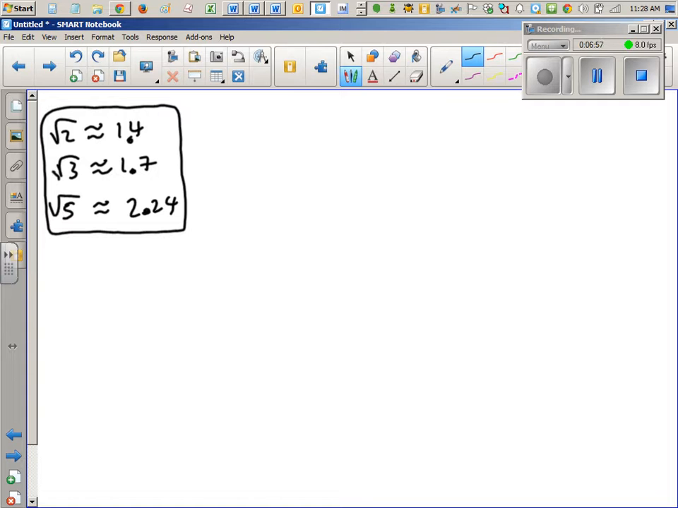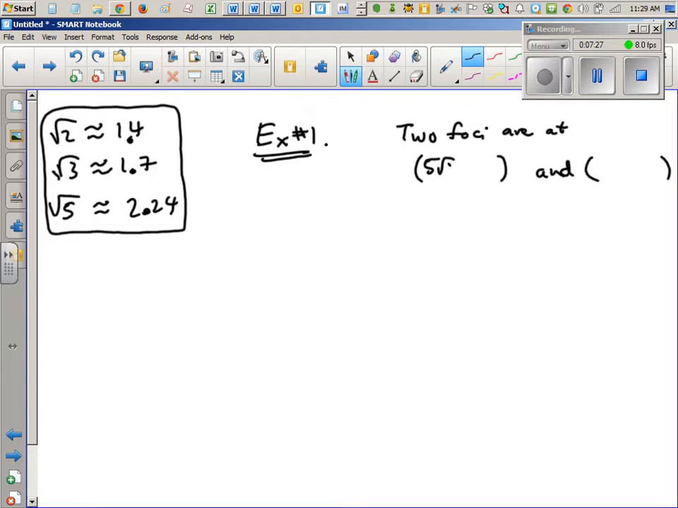Okay, so let's go on and look at another example. I'm going to have you just work on a problem. I'm going to give you 3 different things this time. This time I'm going to give you the 2 foci of 5 root 2 comma 4, negative 5 root 2 comma 4, and also the length of the major axis is 16.